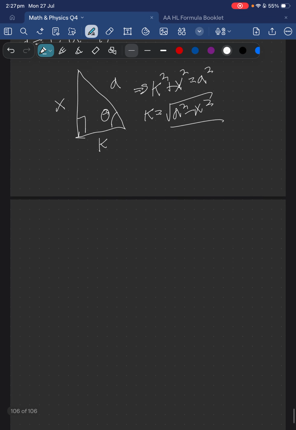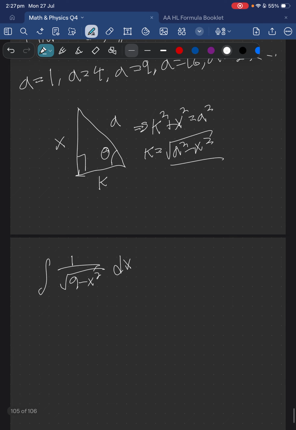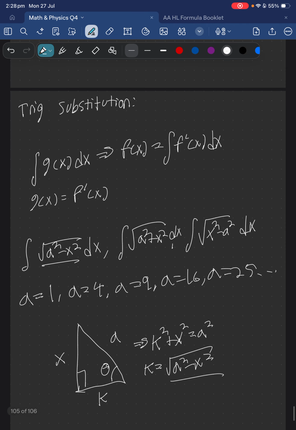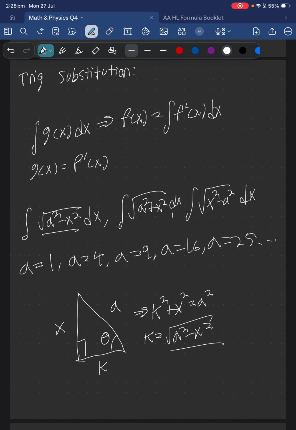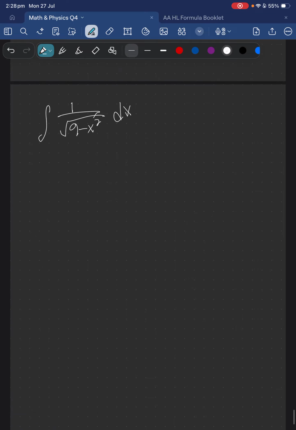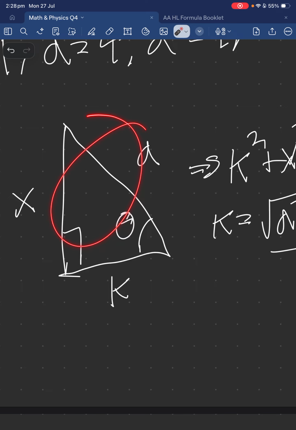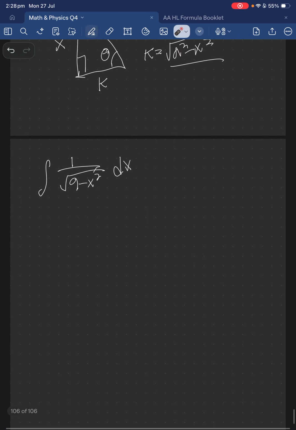Now let's try an example. Let's say I've got the integral of 1 over the square root of 9 minus x squared dx. If you want, you can watch the rest of the video, or you could follow my steps and write this. Just take a note of everything here because this is very important. And whenever you approach a trig substitution question, I would always advise you to draw this triangle here, because that is very important.